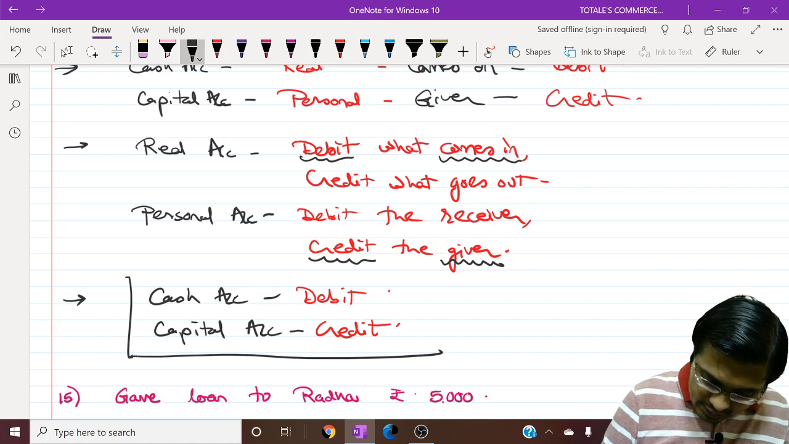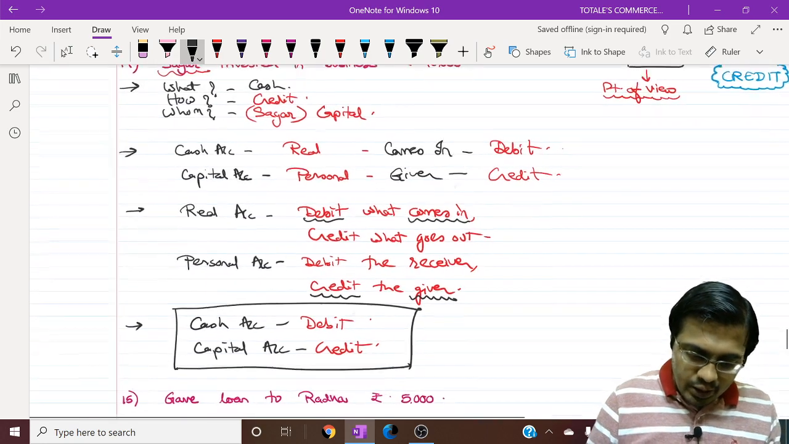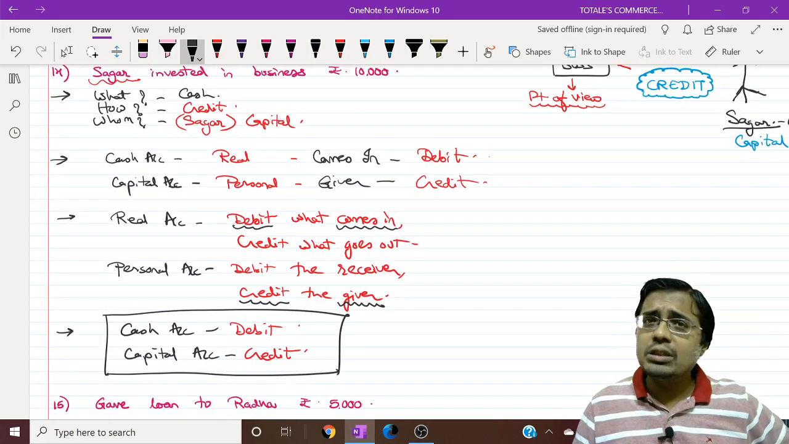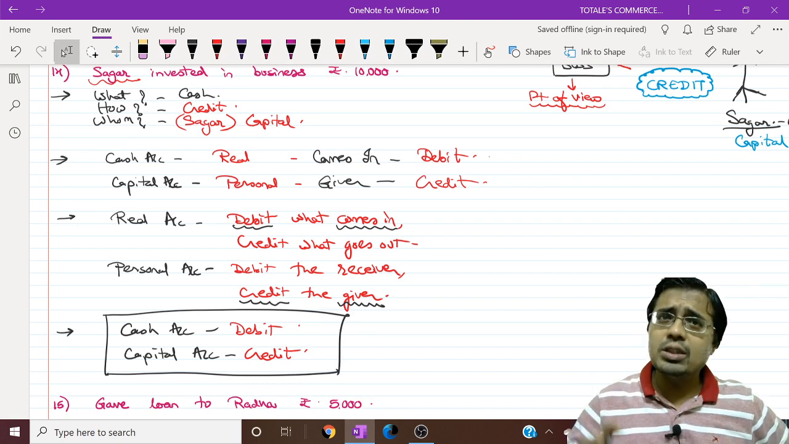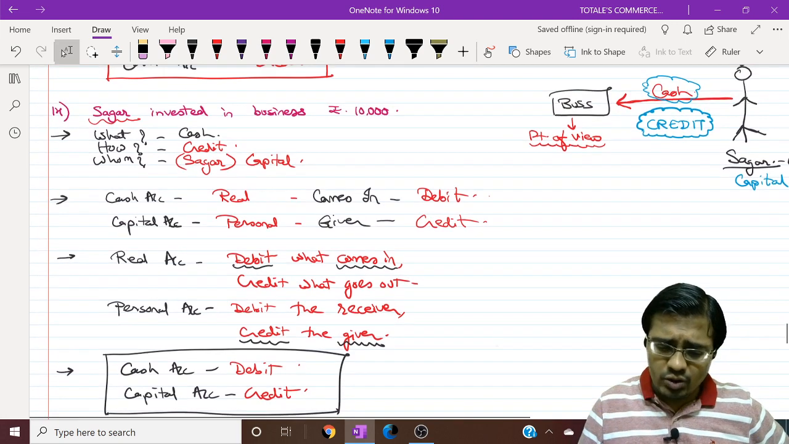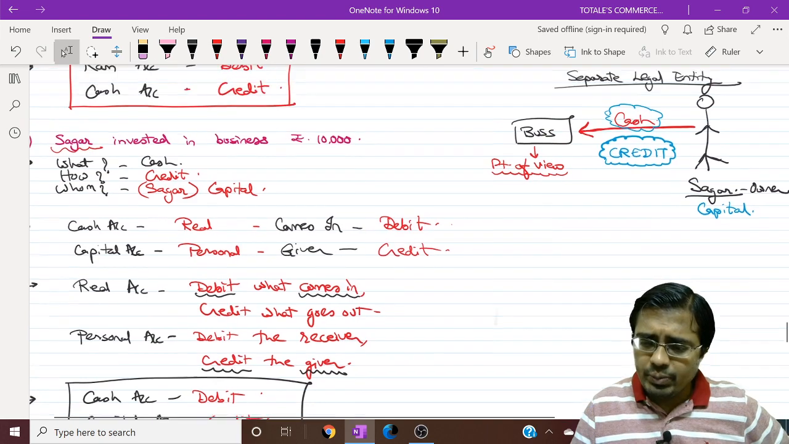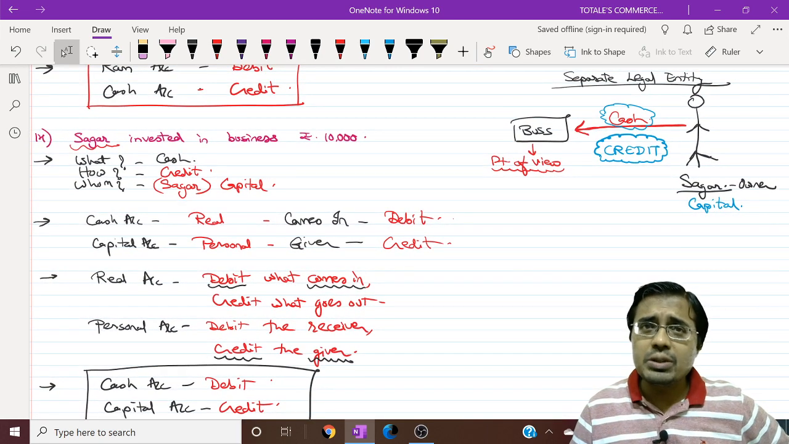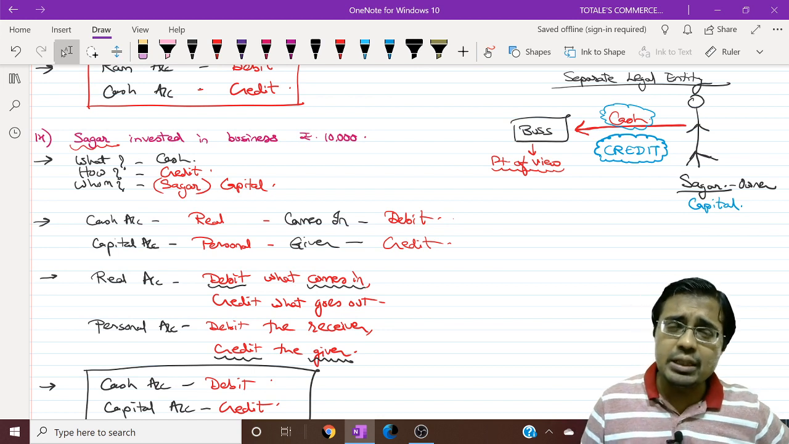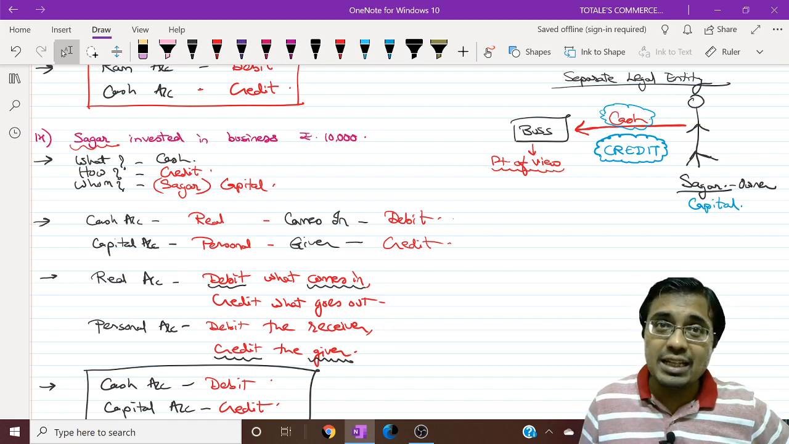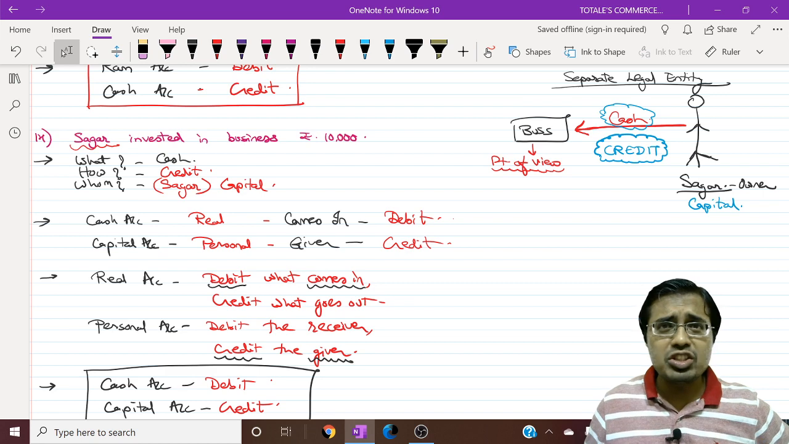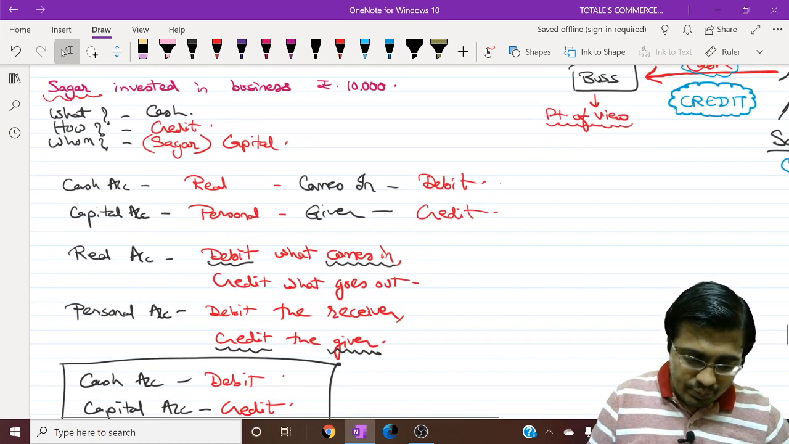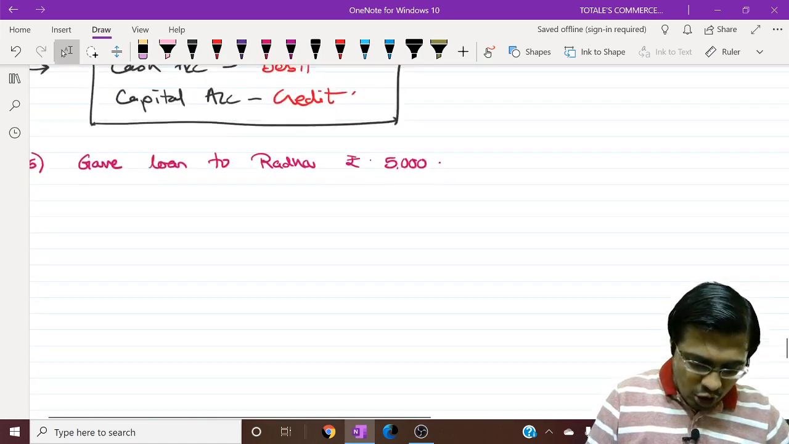Okay, so let's have a look at this transaction once again. Now Sagar invested in the business. Who is Sagar? Sagar is the owner of the business. The transaction between owner and business is always a credit transaction. Remember the concept, it is the separate legal entity concept. As I have told you, owner and business are separate. We are the accountant of the business. What did the owner invest in the business? Cash. How? Credit. Whom? Capital. Cash real comes in debit, capital personal, giver credit. Okay, it's simple, right my friends? So let's move on.